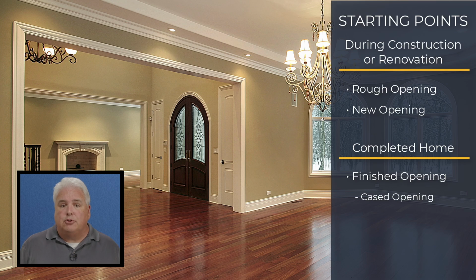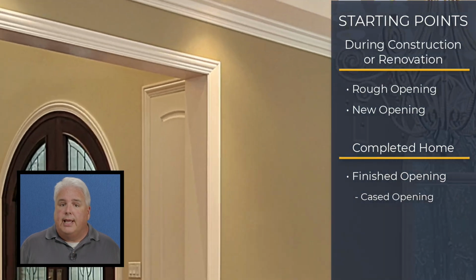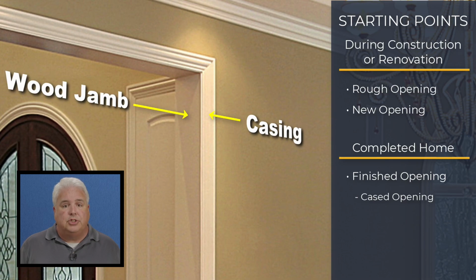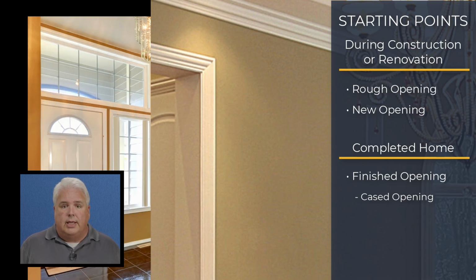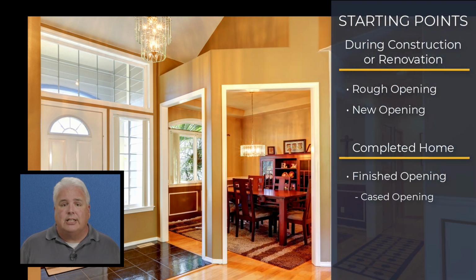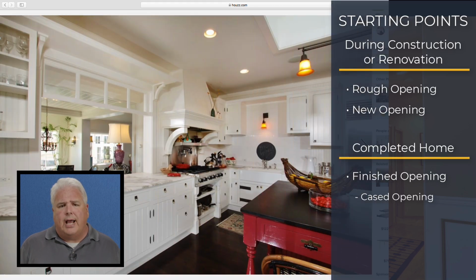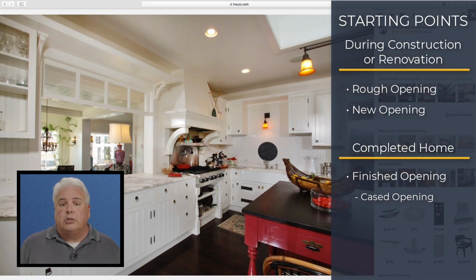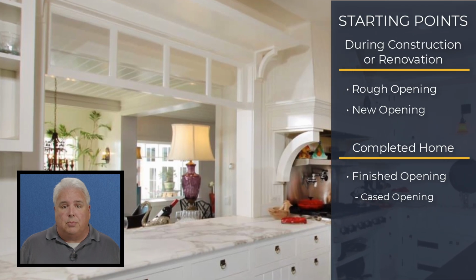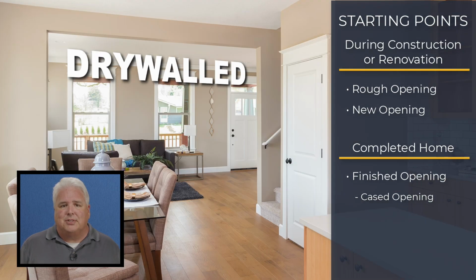Cased openings have trim called casing that surrounds the perimeter of the opening. Inside the casing, finished wood jamb material covers the interior cross-section of the wall. Cased openings often serve as walkways between rooms, but they also can be found as pass-through openings. Consider this house photo of a kitchen where a transom was added to a cased opening with very nice results.